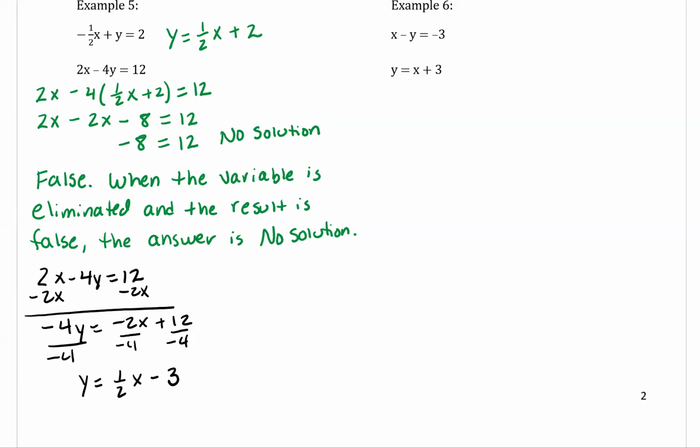We have the same slope of 1/2. We have different y-intercepts, -2 and -3. So it all fits together as to why we have no solution. How it looks on a graph is two parallel lines. How it looks doing algebra is the variable is eliminated and the result is false.